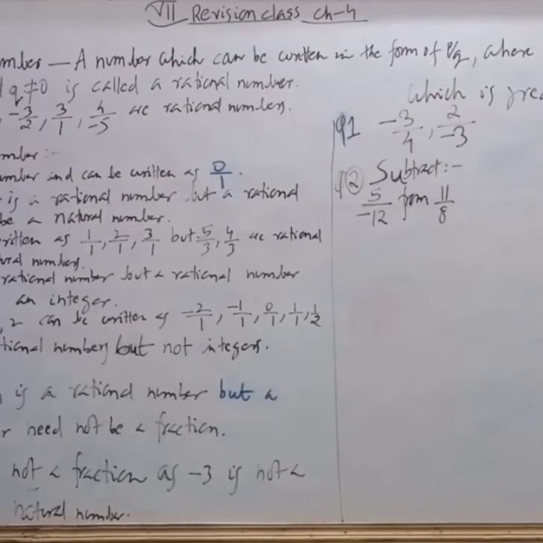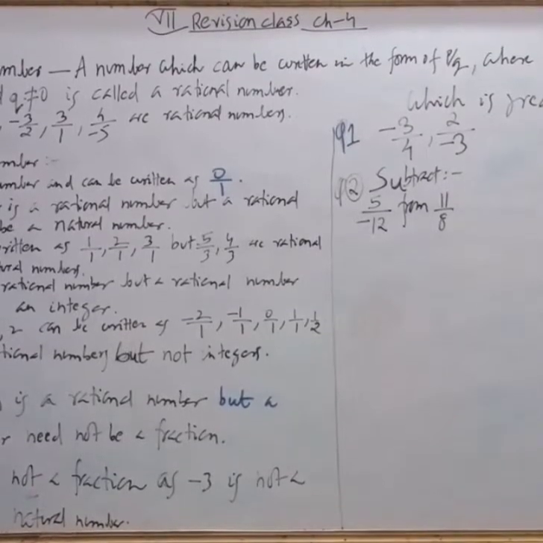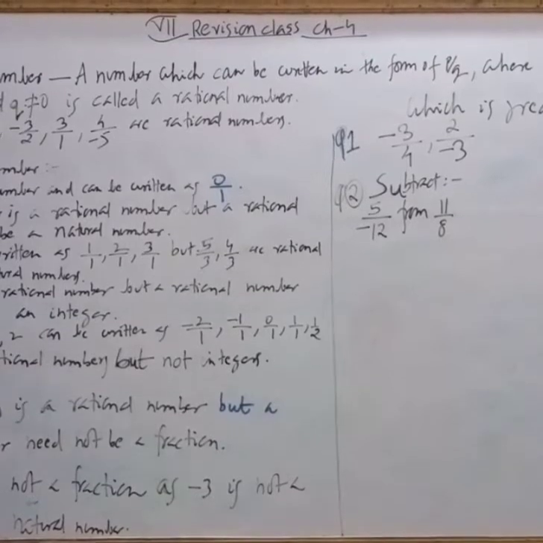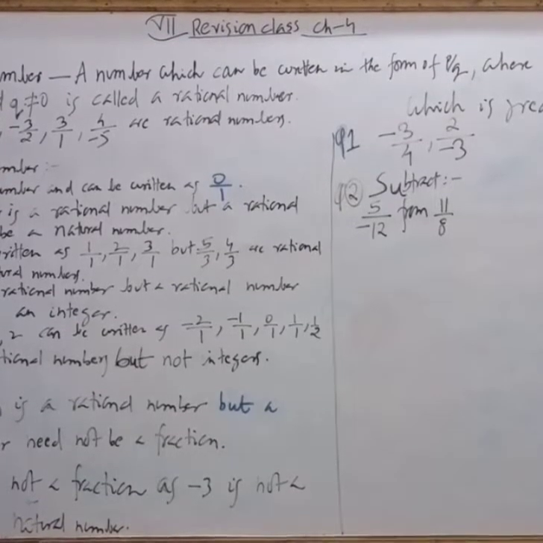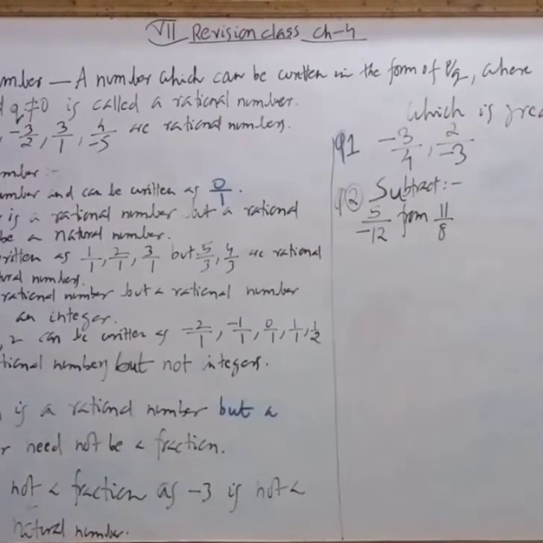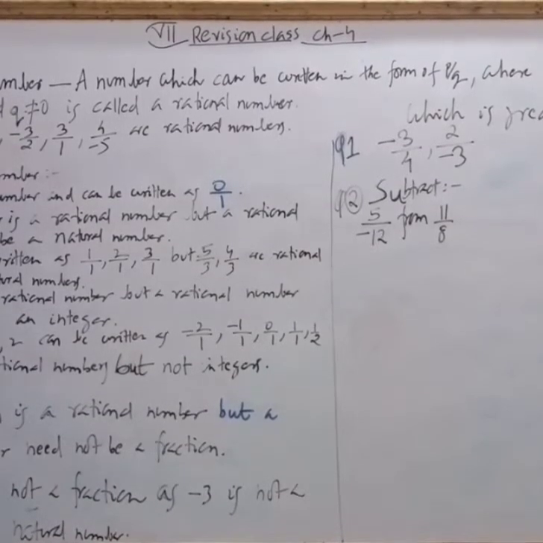Hello students, today I am going to start the revision class of chapter 4 of class 7. Today I have taken one topic. The topic is rational number. The first topic in chapter 4 is called rational number. We need to understand what it is all about.